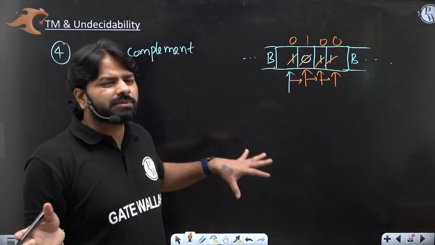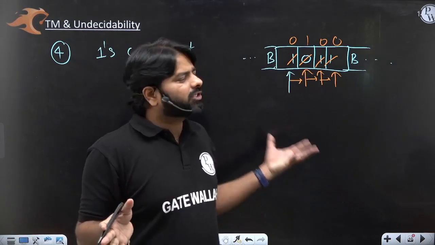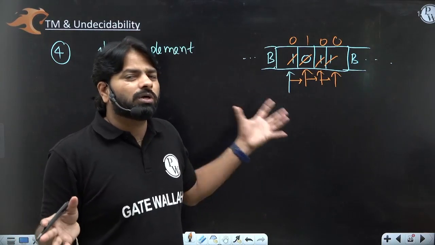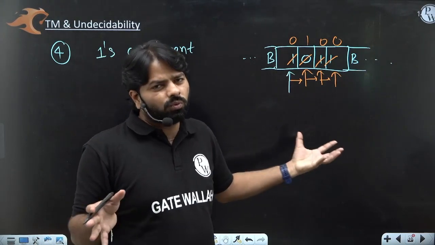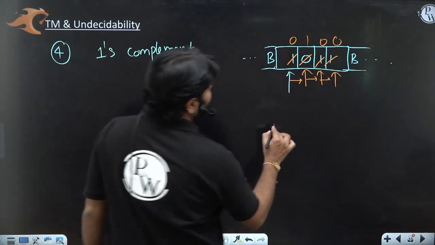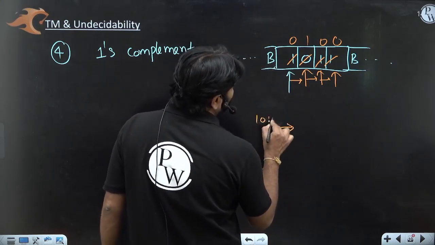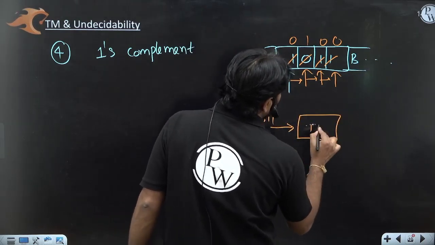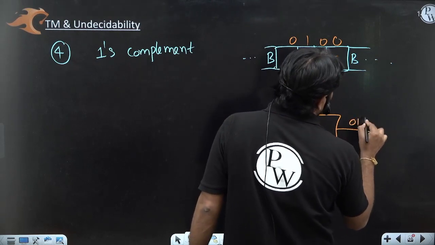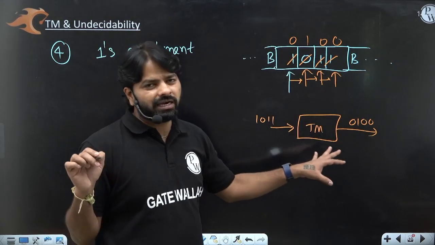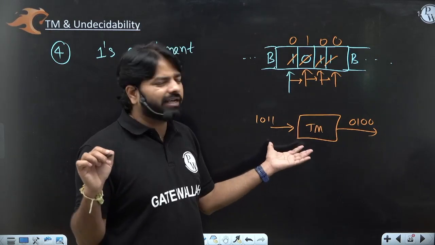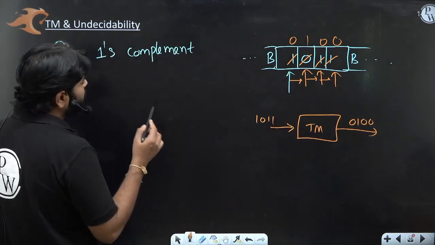There is no concept of final and non-final here. The job of this Turing machine is doing one's complement, producing what you want. So the input to this Turing machine is 1 0 1 1, and this TM will produce 0 1 0 0. Okay, now you need to make assumptions only if you want any, but if you don't have any assumptions, just start designing. So how do you design?